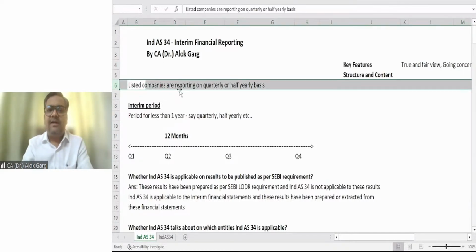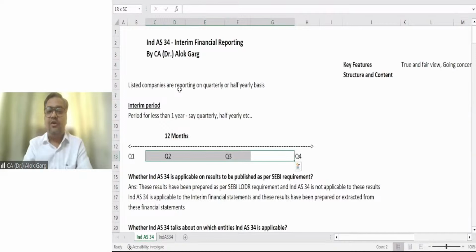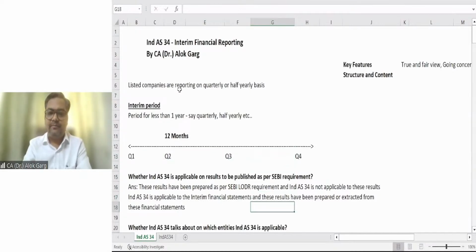So friends, listed companies are reporting on a quarterly or half yearly basis. Interim period is a period for less than 1 year, say quarterly, half yearly, 9 months ended. Okay. So this is known as an interim financial period, interim period.